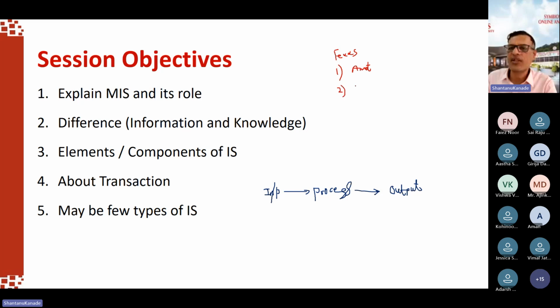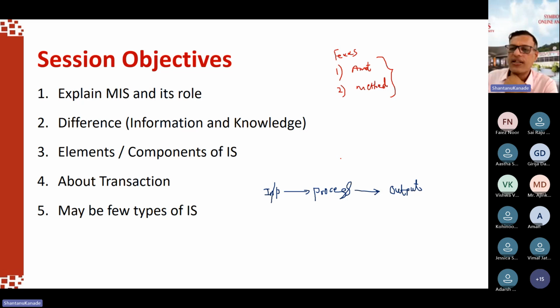Second will be method. What method? I might be paying that fee in cash. I might be paying it online. When I'm paying it online, it might be through UPI. It might be through credit card, through debit card, or through some wallet apps. Okay. Now all these things become input for that fee collection system.